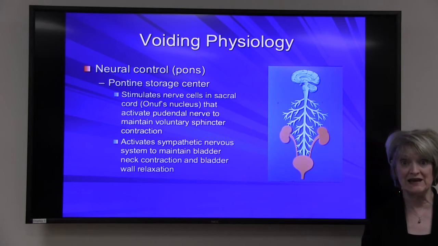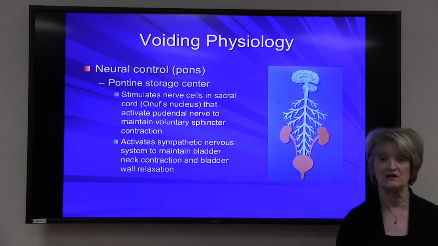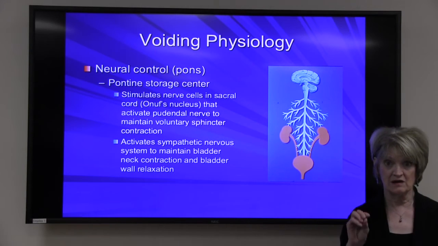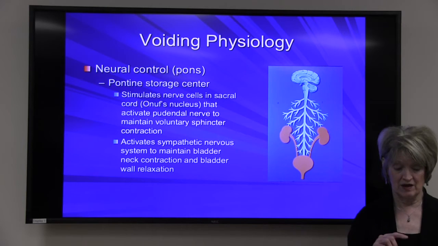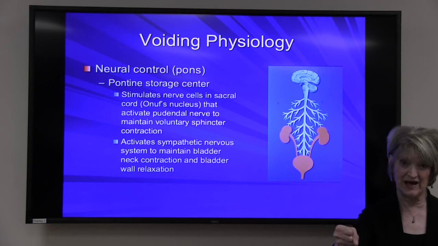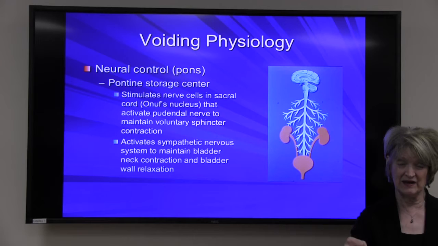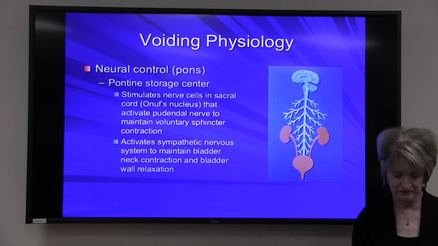So you can see that the pontine storage center has access to all three components that are critical to storage: the ability to maintain the bladder wall in the relaxed state, the ability to keep the bladder neck tight, and the ability to maintain the voluntary striated sphincter in closed position.